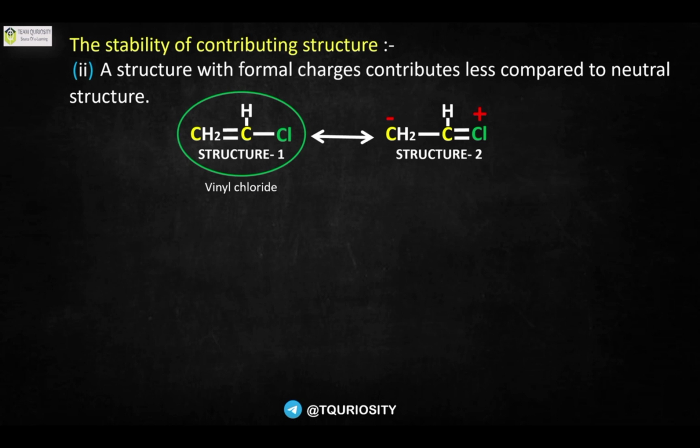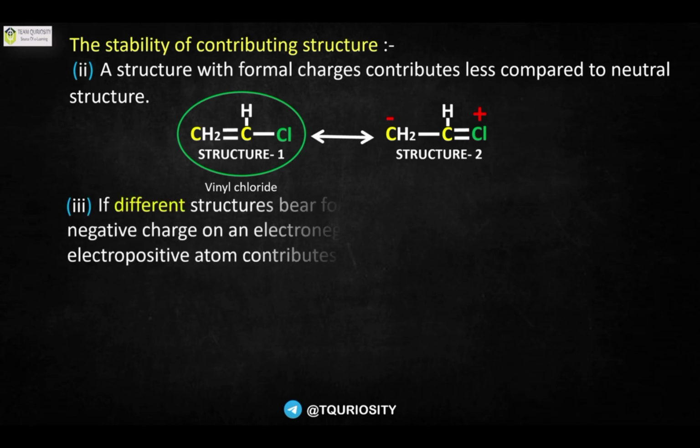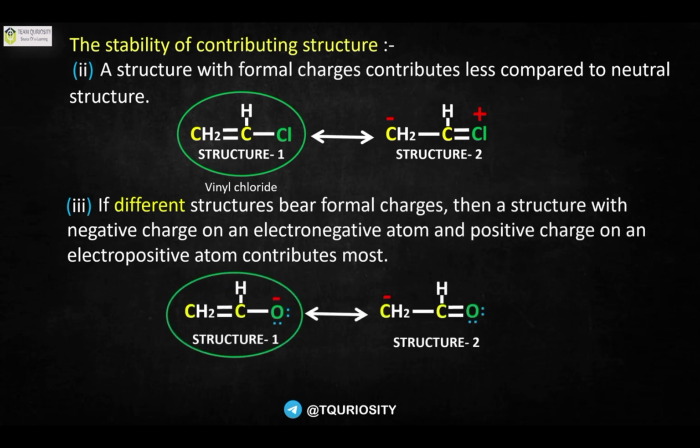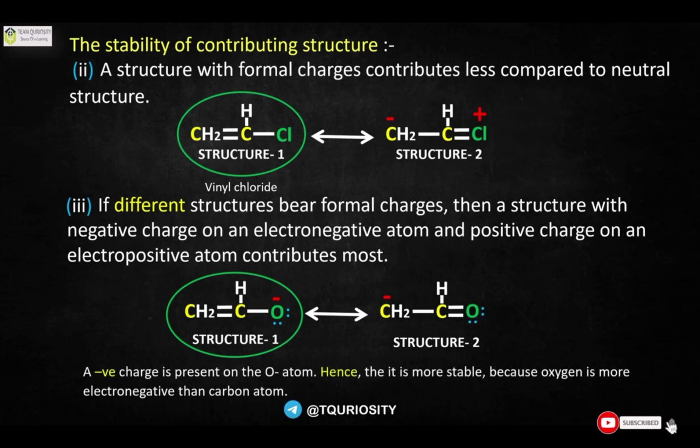As we can see in the example, the structure 1 of vinyl chloride makes a large contribution. This is because it is without charge separation. The third rule, if different structures bear formal charges, then a structure with a negative charge on an electronegative atom and a positive charge on an electropositive atom contributes most.